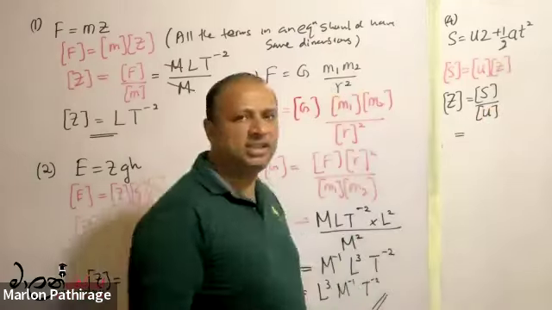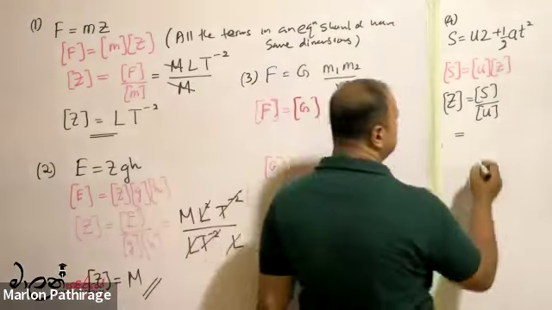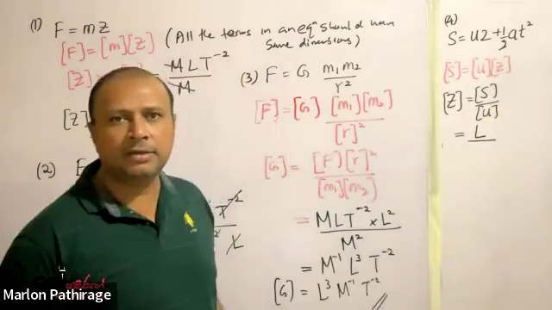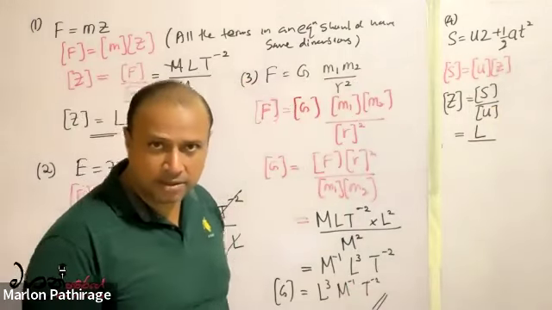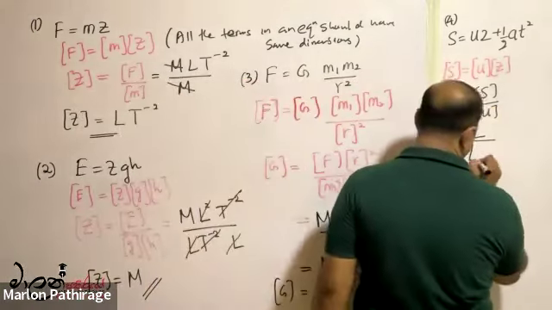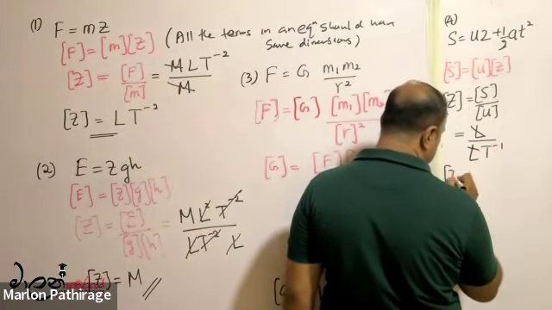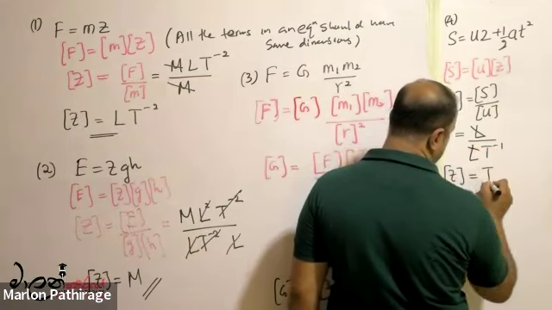Dimension of S means that is a distance, with S, therefore L. Then dimension of U means that is a velocity, therefore LT minus 1. L will be cancelled out, therefore the dimension of Z is equal to T.